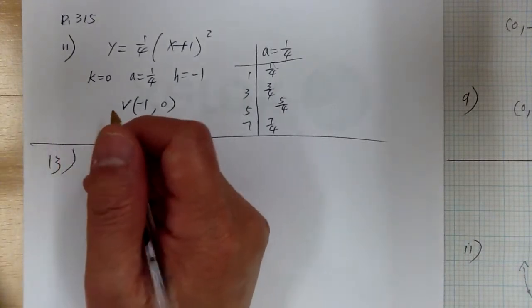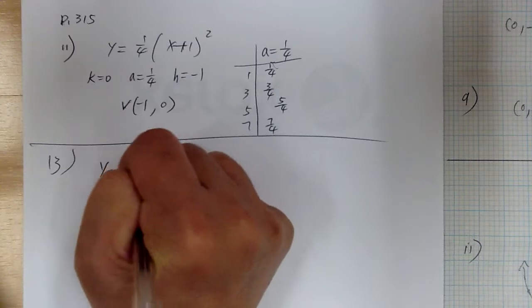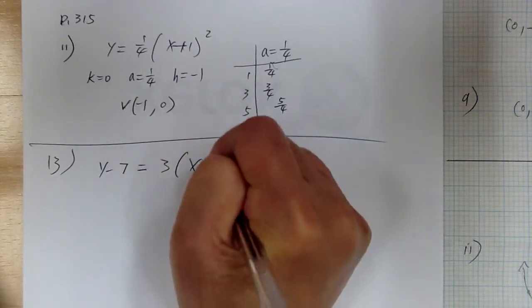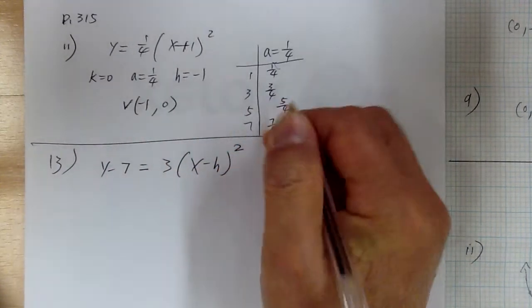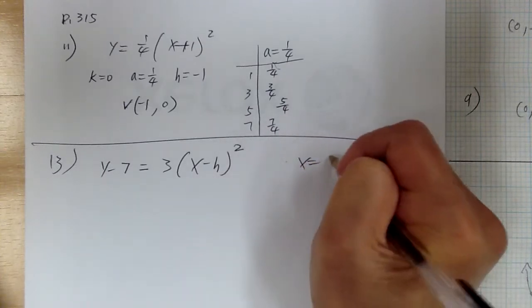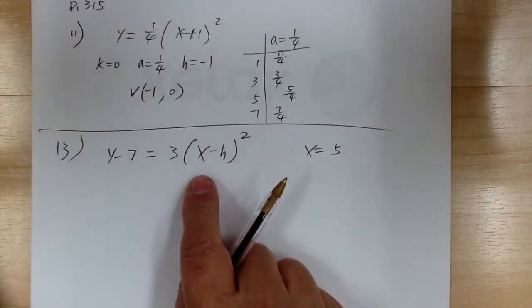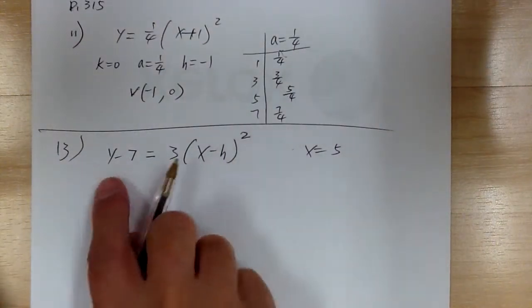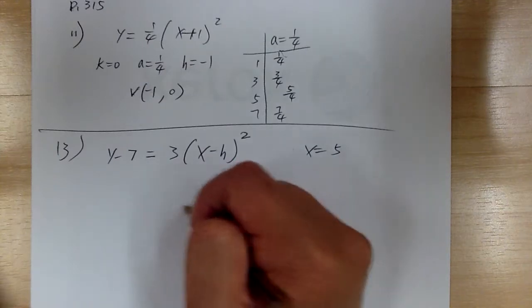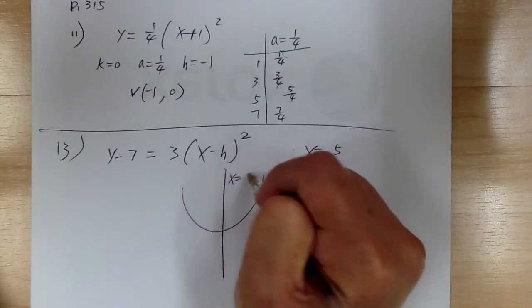Okay, number 13, you have the parabola y minus 7 equal to 3 times x minus h squared, and your axis is x equal to 5. So you're looking for the h. So from this one, you can see that when you graph, when the axis goes through here, this is x equal to 5.